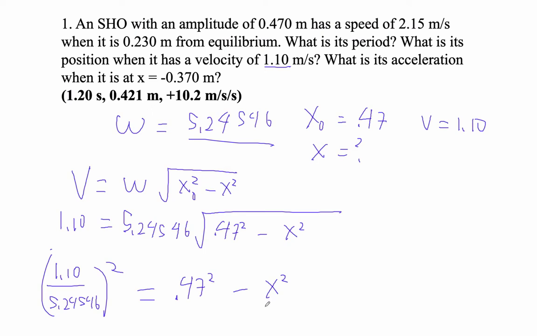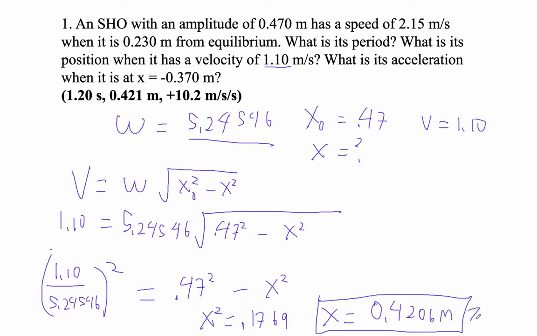Okay, and then I'm going to solve this for what x squared is. So 0.47 squared minus the quantity 1.1 divided by omega, squared. I'm getting that x squared is 0.1769. So I'm going to square root both sides, and I get that x is equal to 0.4206 meters, which would be 0.421 meters.